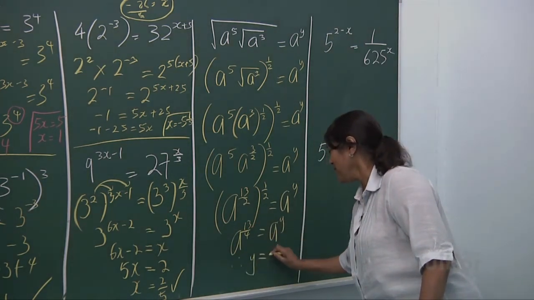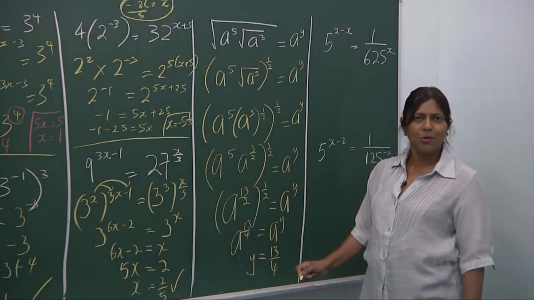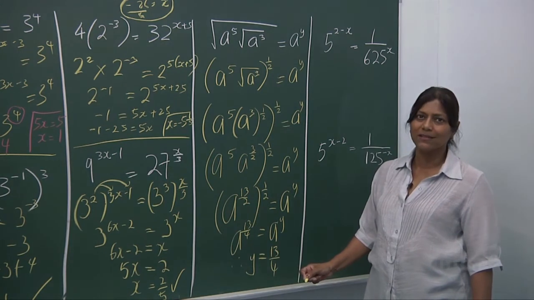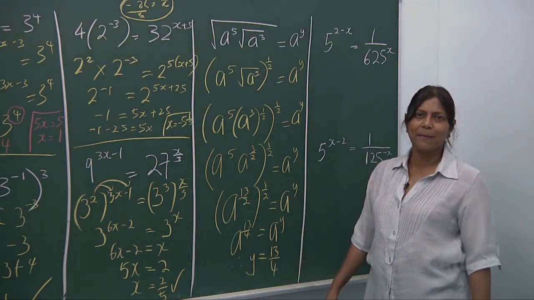Your y is 13 over 4, which is 3 wholes and 1/4, right? So please do write that. Try to make it into a mixed number.